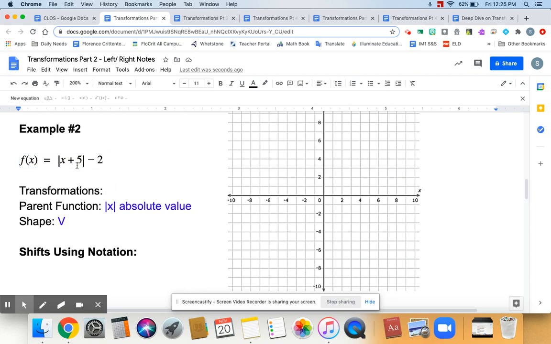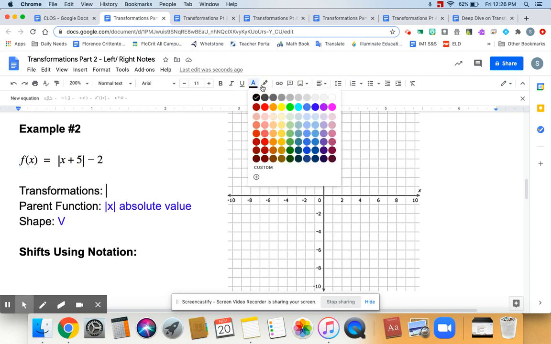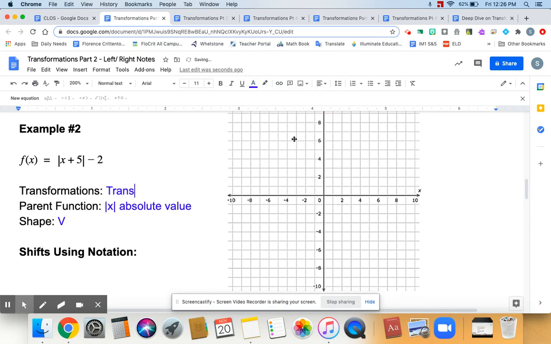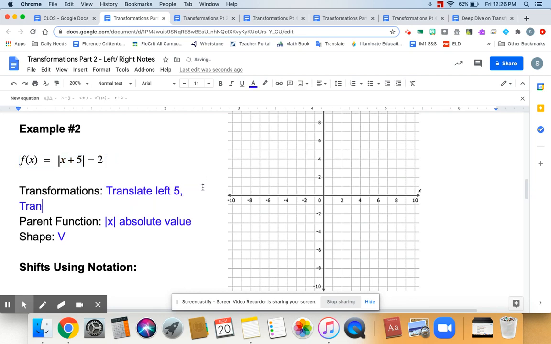What does the +5 mean? Because it's in the absolute value with the x, it means go left 5. So being inside the function with it is translating left 5. And then what does the -2 at the end mean? Remember, if it's at the end and it's negative, it's meaning translates down 2.